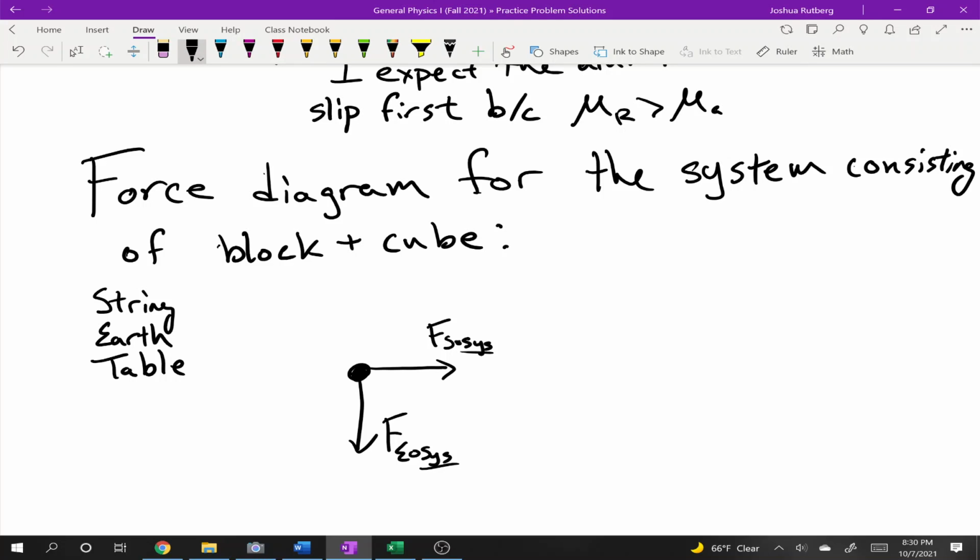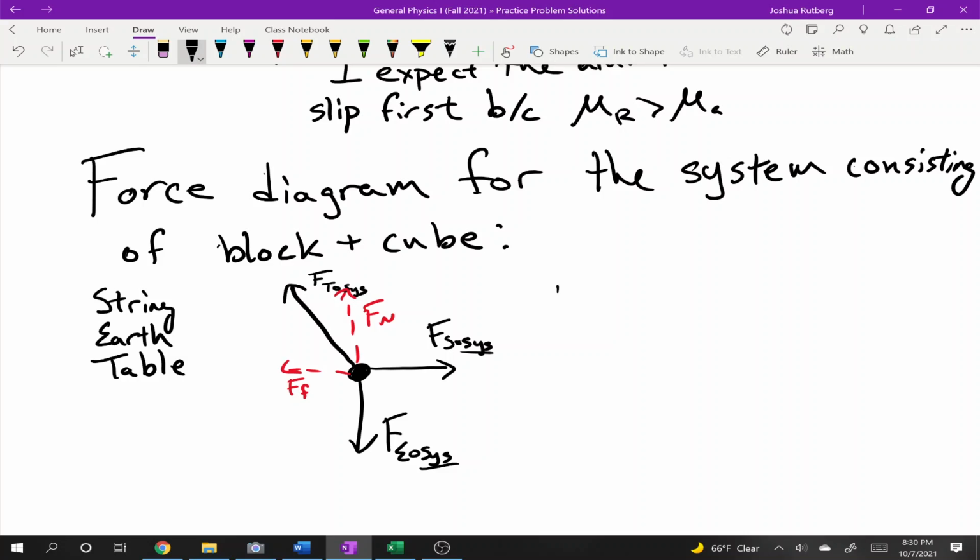Now what about the table? So the table, there's also friction between the wooden block on the bottom and the table. And that friction is going to oppose the sliding of the block along the table to the right. So that friction is going to go that way. So that's going to be the force the table exerts on the system. And as usual, I can draw its components. This is the normal component. This is the friction component.